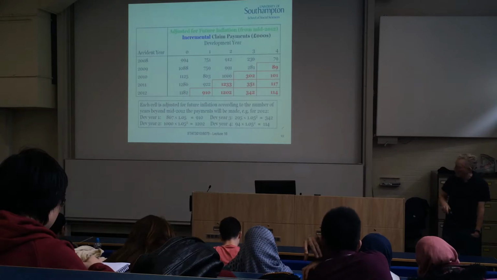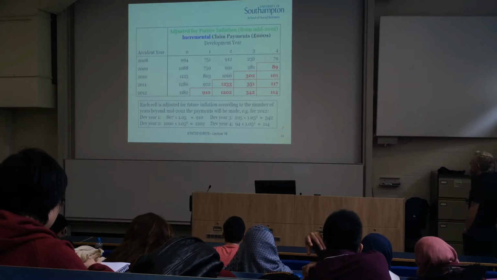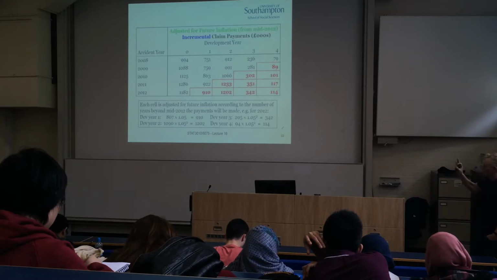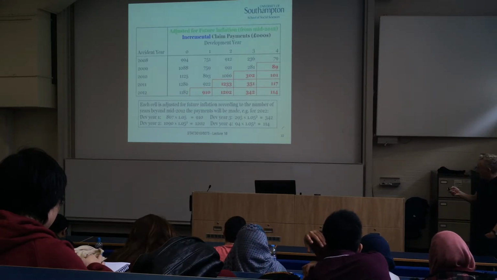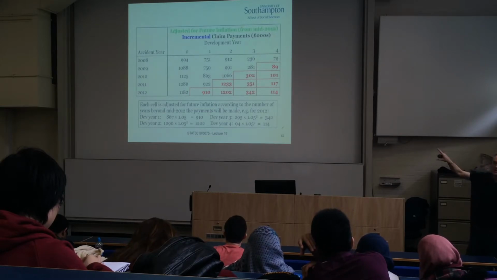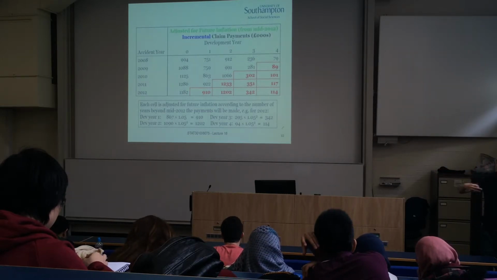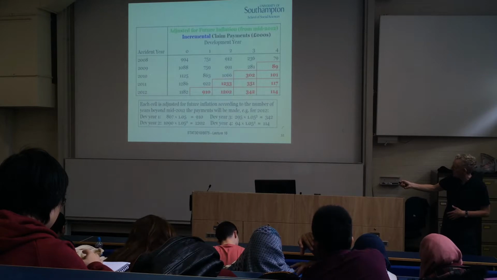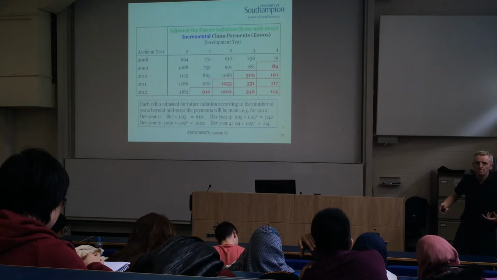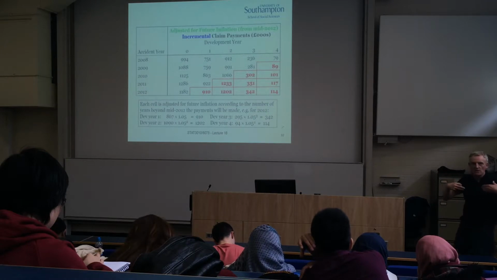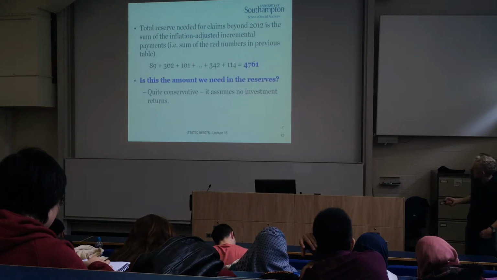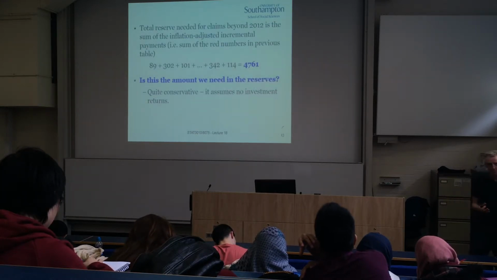Okay, so again, the bottom box there is just giving you some precise details of exactly what I've been explaining. So those are the incremental payments going into the future. So if you like, you can work out cumulative payments. But essentially, if you add up those red numbers, that is what you are going to have to pay in the future, corresponding to the accidents that happened in 2009, 10, 11 and 12. Okay. So the reserves that we need to cover those claims sum up those red numbers. Okay, and we get 4761.